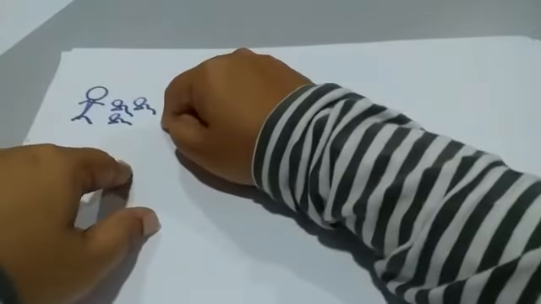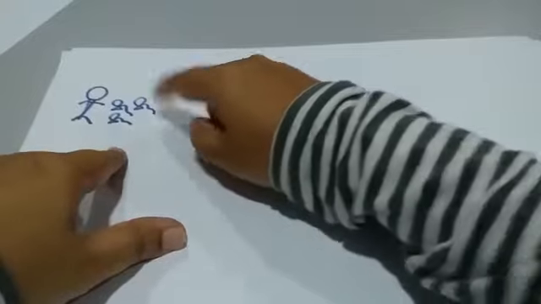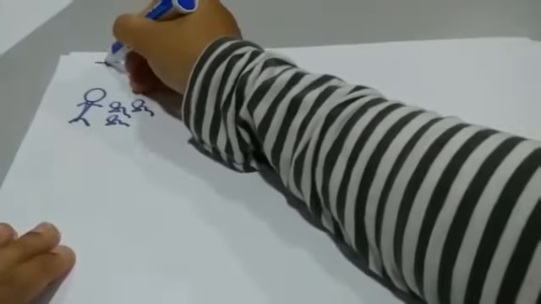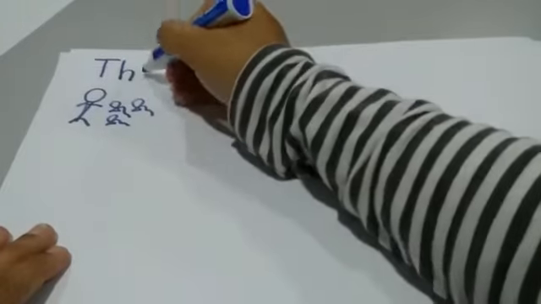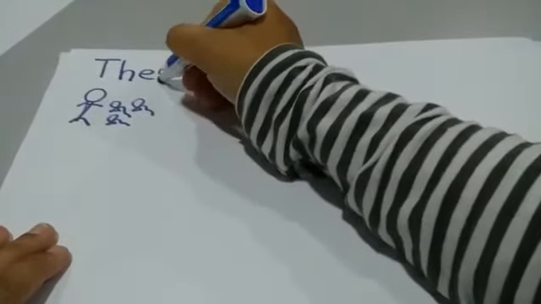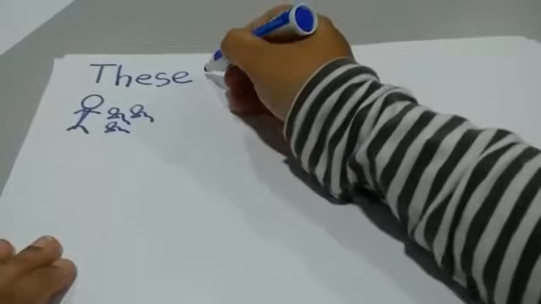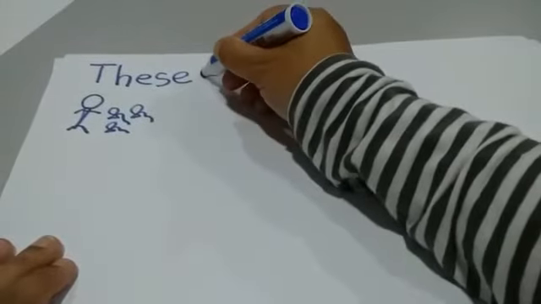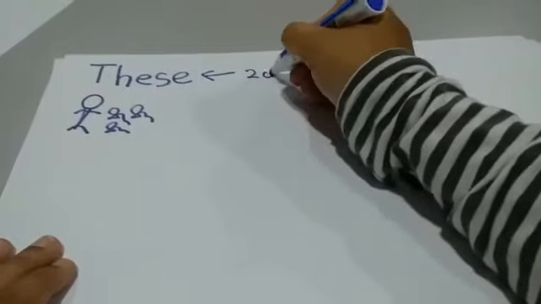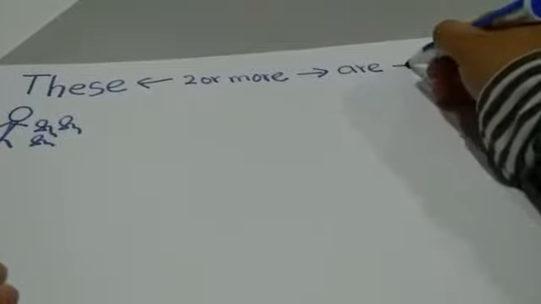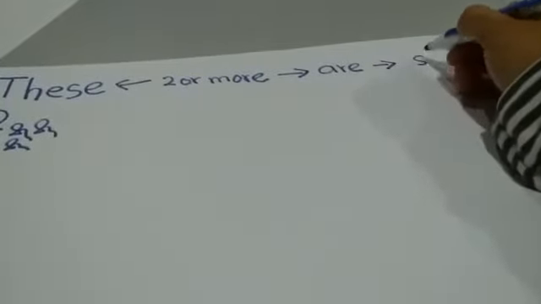Now there are 3 balloons. If there is more than one, if it is 2 or more, you have to use these. Okay? This is used when things are near to you, if it is 2 or more. And when you are using these, you also have to add an s.